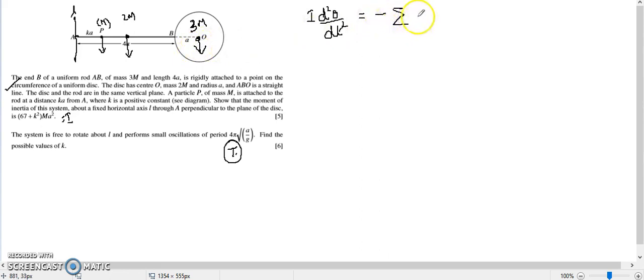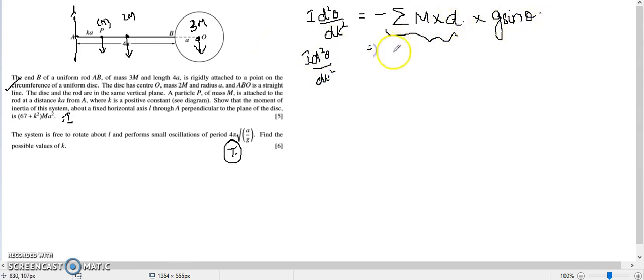So negative summation of each mass multiplied by its distance from the axis of rotation. So I can write d, and this is multiplied with g sinθ. This is the formula. I d²θ/dt² is equal to negative summation of mass times distance, which is multiplied with g sinθ. So I can write I d²θ/dt² is equal to minus, I'm going to start considering from here. The mass 3m is at a distance of 4a plus a, 5a from the axis L, times g sinθ.